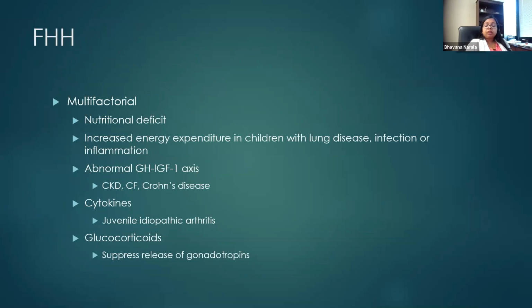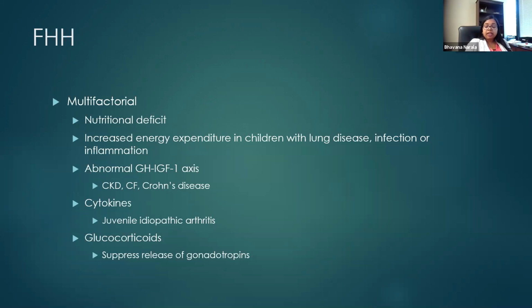So the etiology behind FHH is multifactorial, could be nutritional deficit. They could have increased energy expenditure, such as in children with CF, lung disease, infections, or other inflammatory conditions. They could also have an abnormal growth hormone and IGF-1 axis. In chronic kidney disease, even if their IGF-1 is normal, they could have a little bit of resistance to growth hormone.